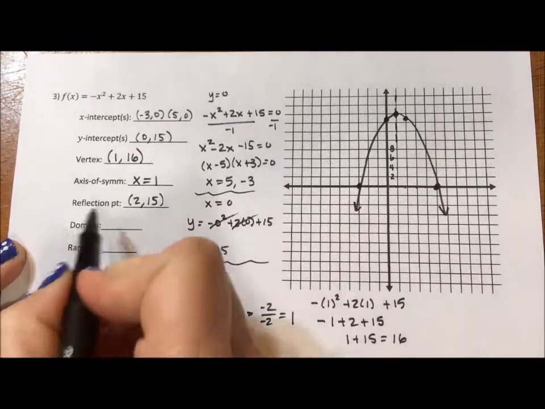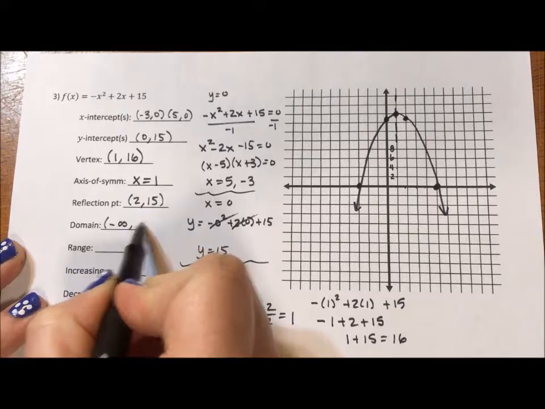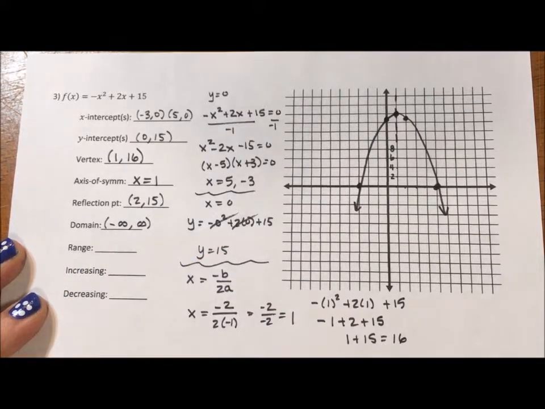My domain is all real. The domain in math world for a parabola is always all real because there's no restriction. The restriction on domain would have to have a fraction, a log, a radical. We don't have any of those.